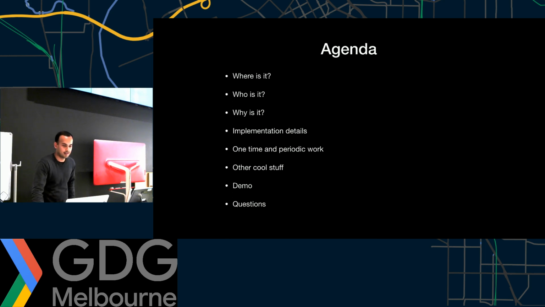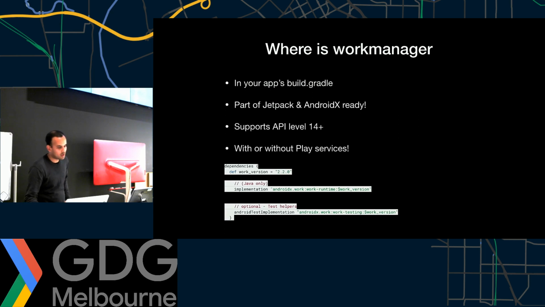Alright, let's get started. So where is WorkManager? In your app's build.gradle. It's a Jetpack dependency, so obviously if you want to pull it in, you put it in your app's build.gradle. It's part of Jetpack, and it's already been ported to AndroidX, so that's kind of cool because if you're really nifty developers and you've actually migrated to AndroidX, it's super nifty to be able to use WorkManager.